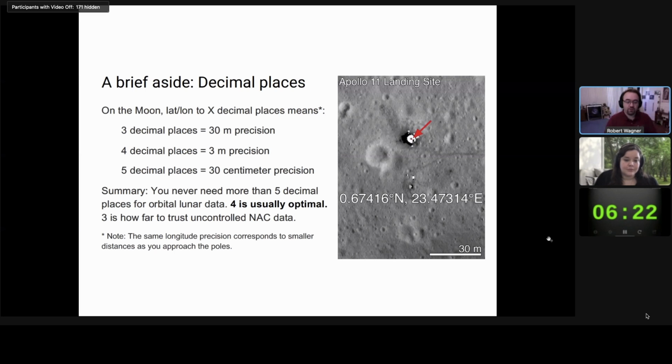So, in summary, you never need more than 5 decimal places for orbital data. That's just wasted effort copy-pasting numbers. 4 is usually the best, although be warned that that is not necessarily going to be unambiguous when looking at multiple data sets or multiple NAC images. 3 decimal places is about as many as you can trust when you're just grabbing numbers off of some arbitrary NAC. Next slide.